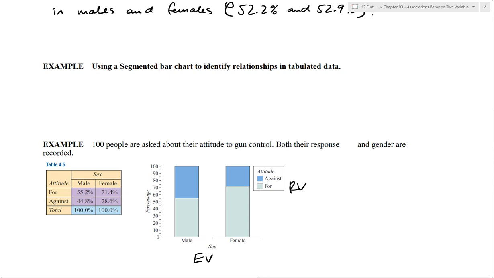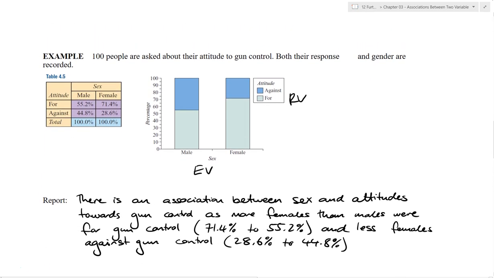Is it fair to say that your attitude towards gun control is associated with or can be predicted from your sex? Is there a significant enough difference between the heights of these bars for and against for males and females to say that yes, there actually is some correlation between these two? And in fact, in this case, there is. There is an association between sex and attitudes towards gun control, as more females than males were for gun control.